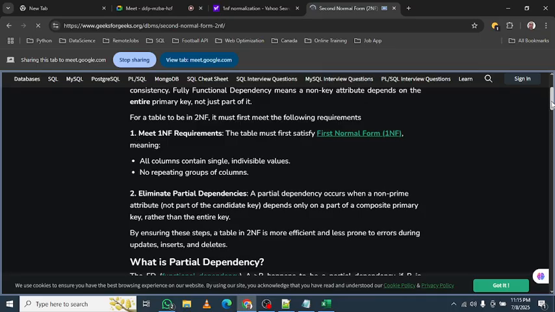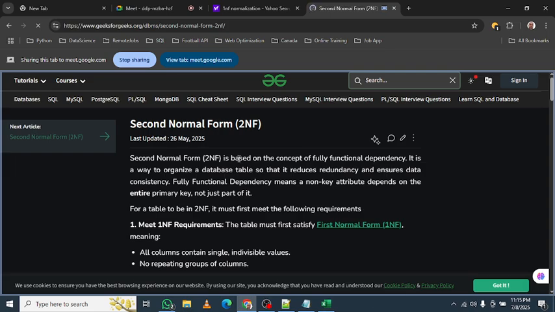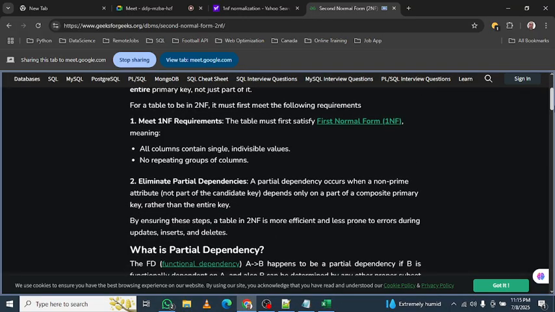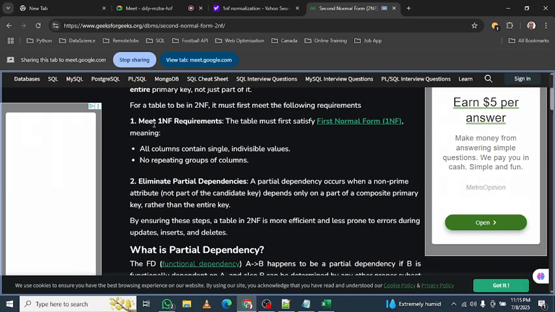does it have any definition at the top? It says second number form is based on the concept of fully functional dependency. It is a way to organize a database table so that it reduces redundancy and ensures data consistency. Good. It says, now let's look at the example. Sorry, this is 1NF.